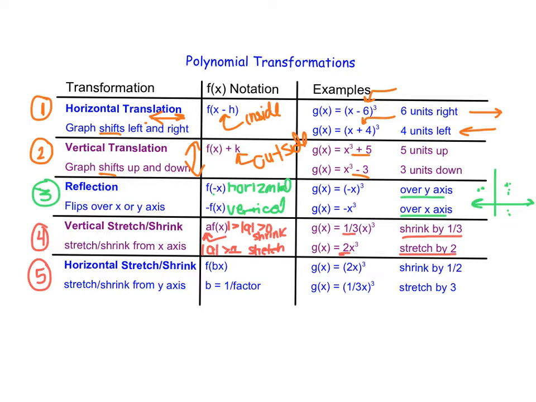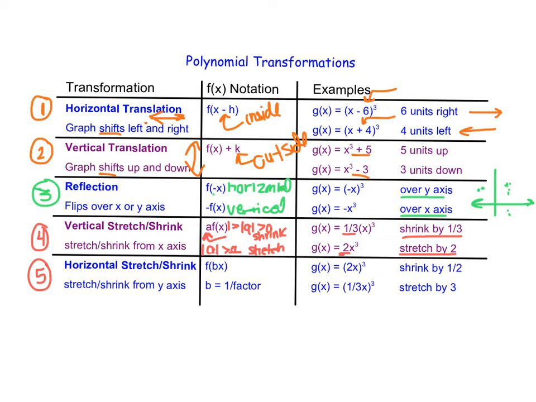Then finally, if we look at the horizontal stretches and shrinks, our b value here is something that we have to work with. If you remember previously, the b value that we're multiplying by inside of the parentheses helps us to find how we're changing that graph. It's not the exact change. So that part's a little bit tricky when it comes to horizontal stretches and shrinks.